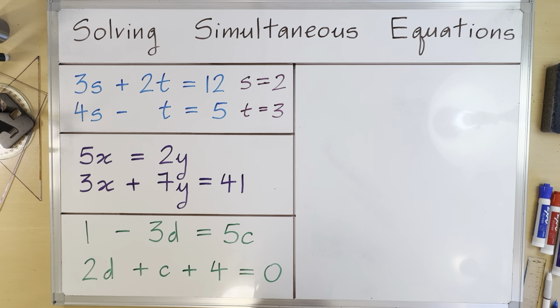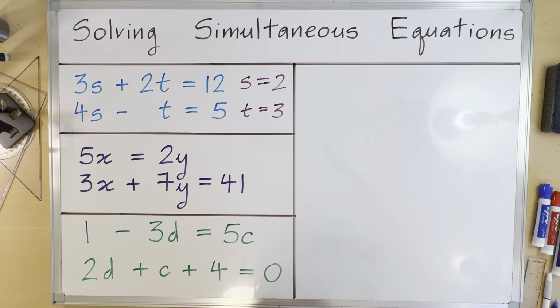Here, for 2d plus c, we're going to write it the other way around. We're going to put c ahead of 2d, just for consistency purposes. So we're going to have positive 1c, which is just c, plus 2d is equal to positive 4 moved from the left side of the equation to the right side of the equation becomes negative 4.